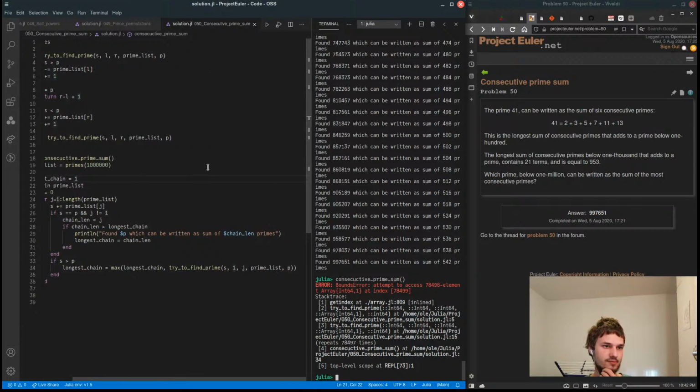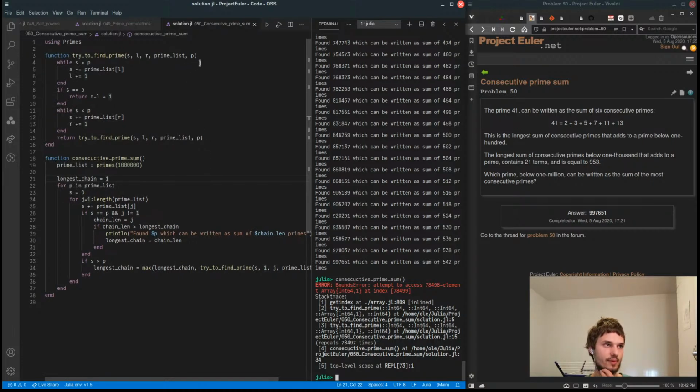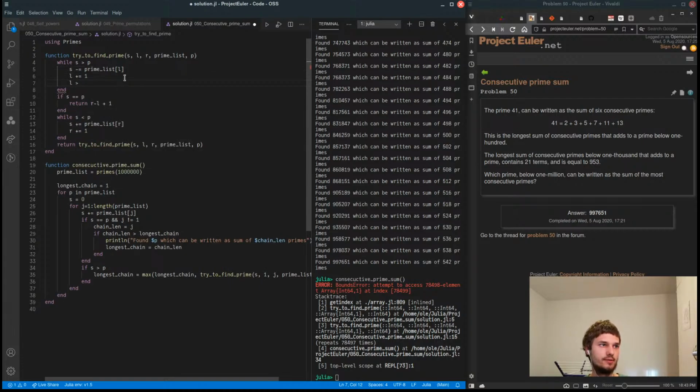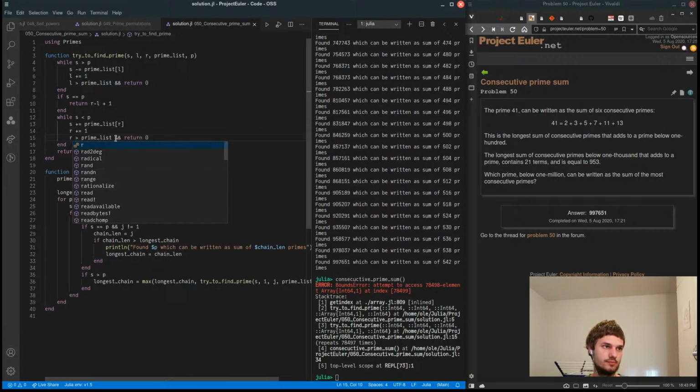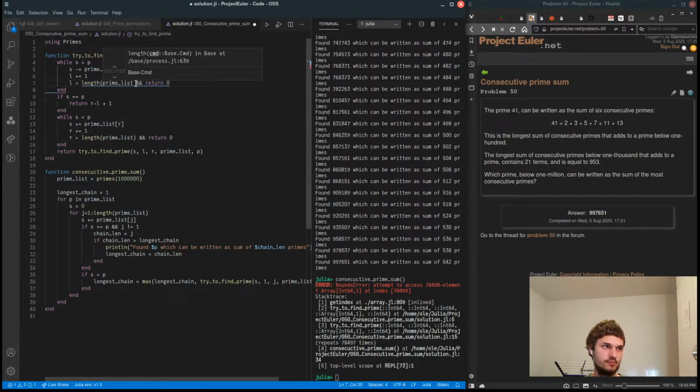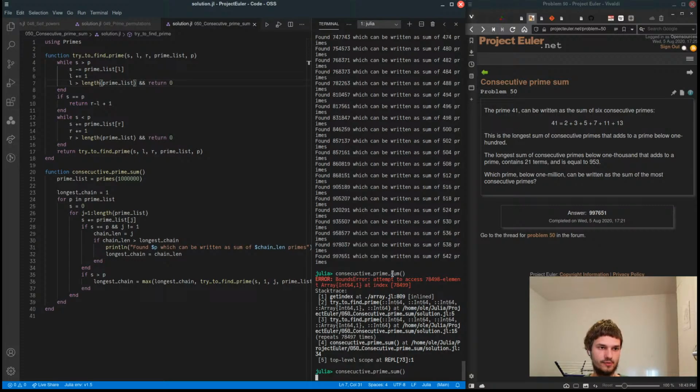Okay, and also, where do I get that error actually? Right here. If L is bigger than prime list, return 0. Length of prime list. This is a very hacky, weird way.